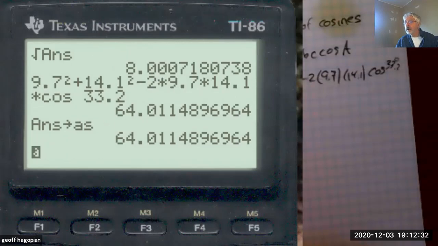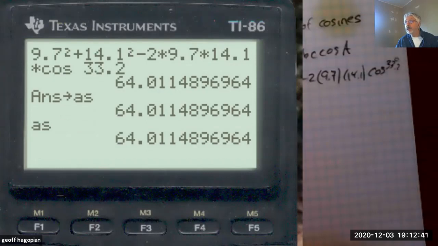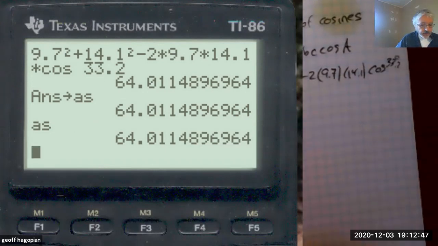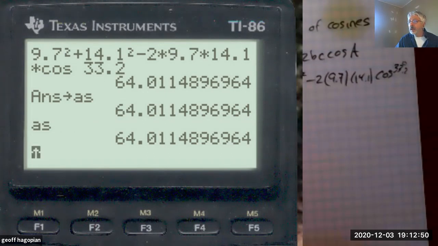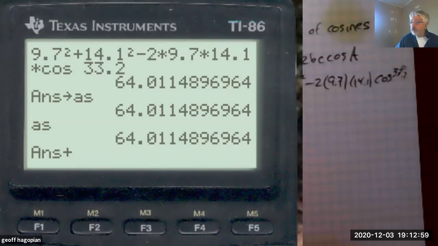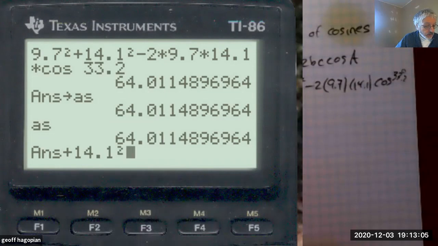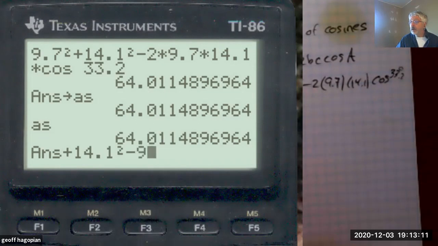Now if I say, tell me about AS, I think I have to say alpha again. Yeah, then it remembers it. So I want A squared plus C squared. That's going to be this thing plus C squared, which is 14.1 squared, minus B squared, which is 9.7 squared. Okay, so that's the numerator.